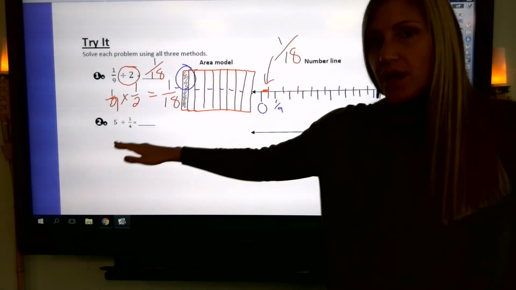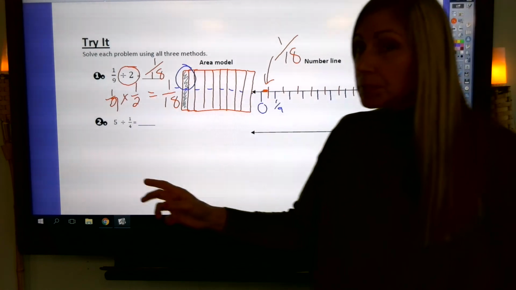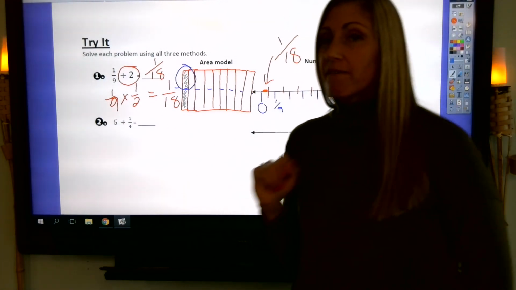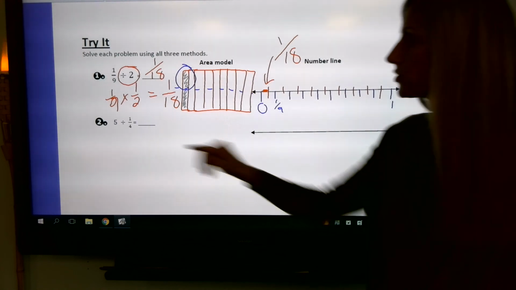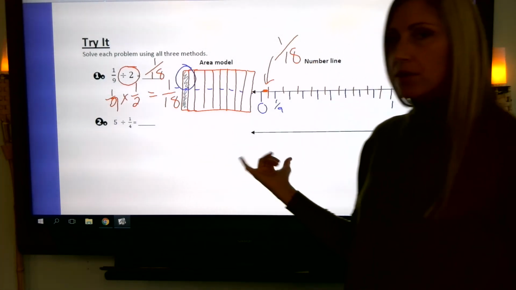Go ahead and maybe pause and try number 2. So it is flipped. It's a whole number divided by a 4th first. So pause and try this one, especially the inverse, and maybe even give the area model and number line a try.